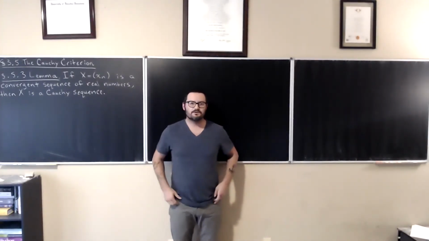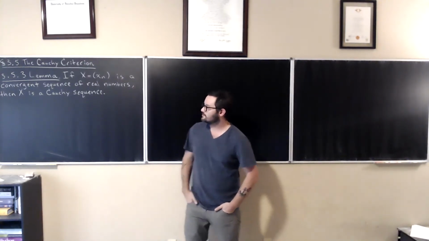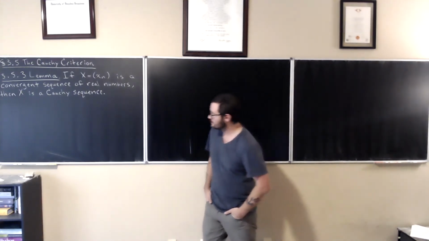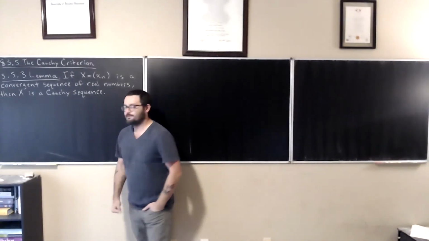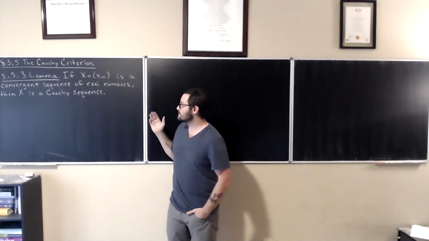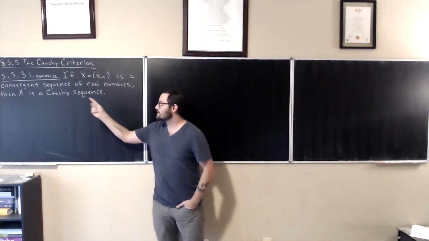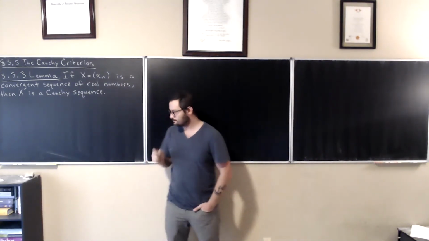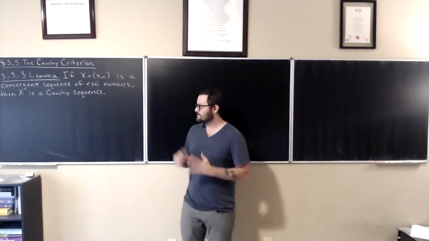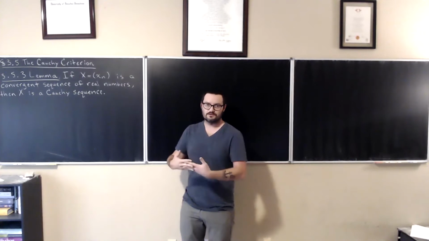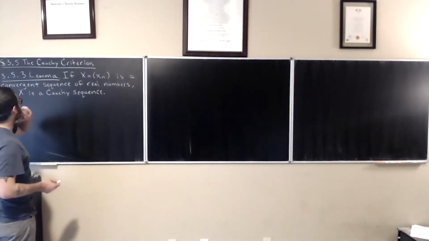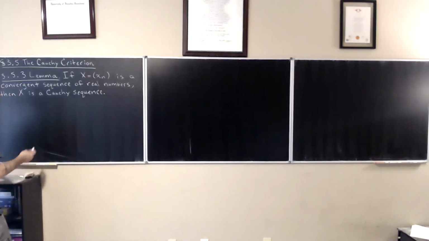Okay, so in today's video, we're going to show that all convergent sequences of real numbers are Cauchy sequences. In particular, we're going to prove the following lemma. If X is a convergent sequence of real numbers, then X is a Cauchy sequence. Before proving this, let's state the tools that we'll need in order to show this. We're going to assume that X is a convergent sequence of real numbers.